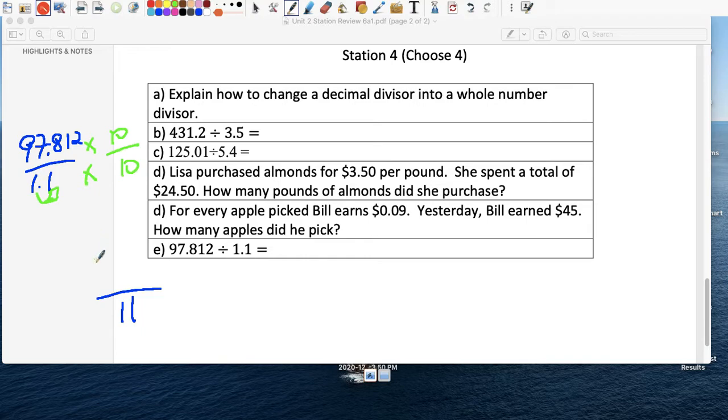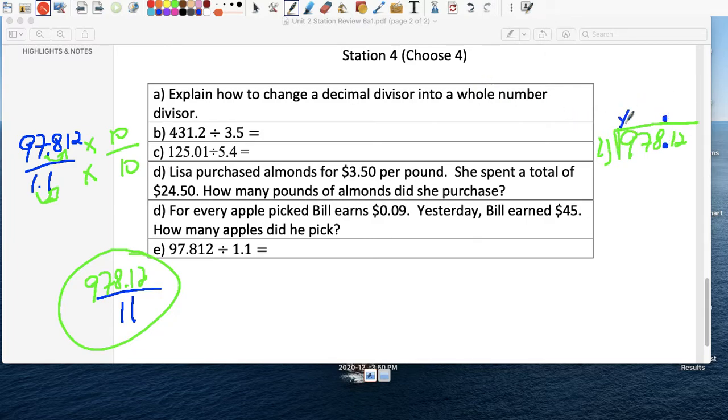On the top, you can use a calculator. 97.812 times 10 will give you 978.12. Notice that the decimal also moves 1 over. I am ready to divide: 978.12 divided by 11, right? So we're going to take this, set up a long division. Bring the decimal up, please. Don't forget, because it's part of your answer.